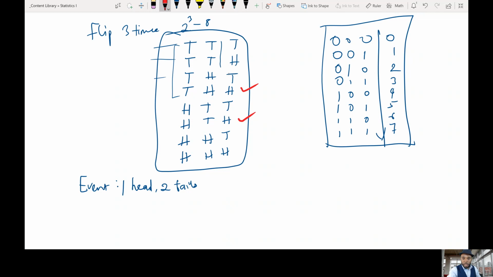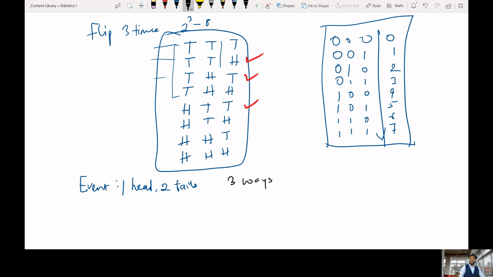So let's look again. One head. No, I mean, we start again: one head and two tails, not two heads and one tail. Okay, let's go. One head and two tails, that's 1. One head and two tails, that's 2. One head and two tails, that's 3. And that's about it. So there are 3 ways. So the answer is 3 ways.